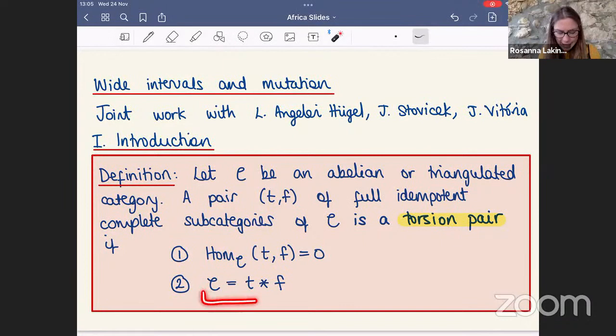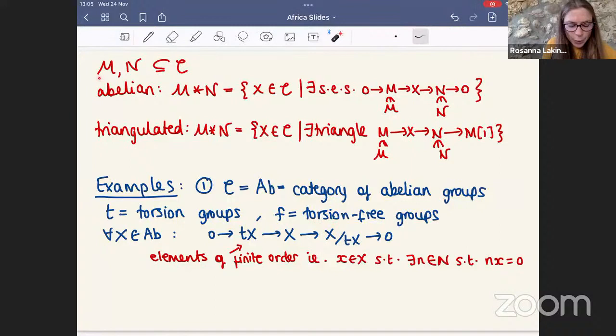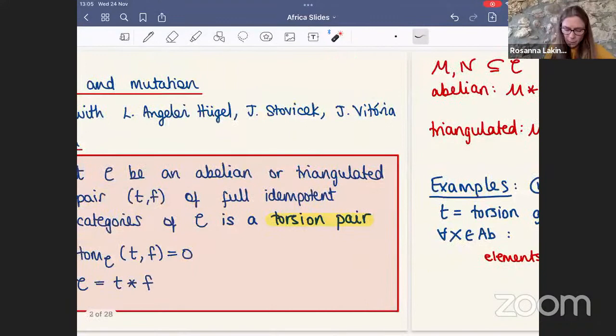This last part of the definition requires me to define what I mean by the star product. I've written it like this because it means something slightly different in the abelian or the triangulated setting. Let me tell you this definition. If we have two full subcategories, in our definition these would be T and F, then the star product of M and N in the abelian setting consists of the objects in the category that are the middle term of a short exact sequence where the first term is in M and the last term is in N.